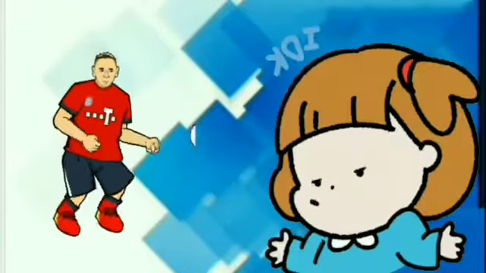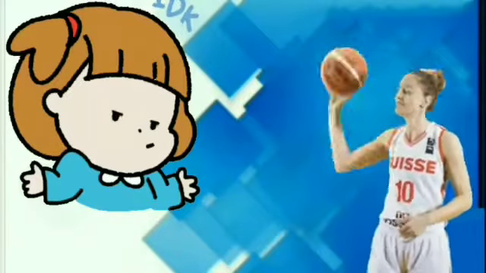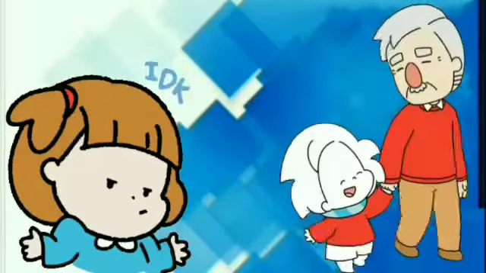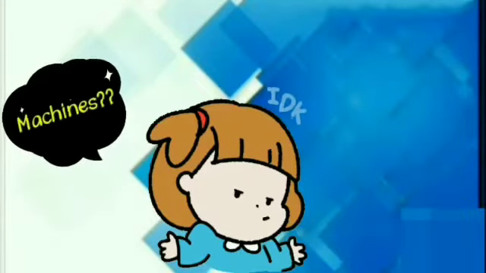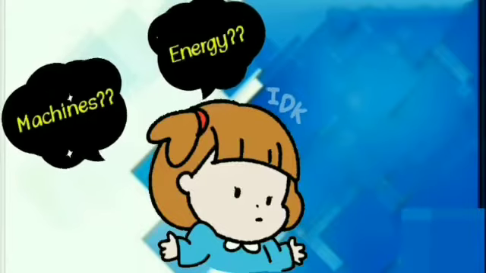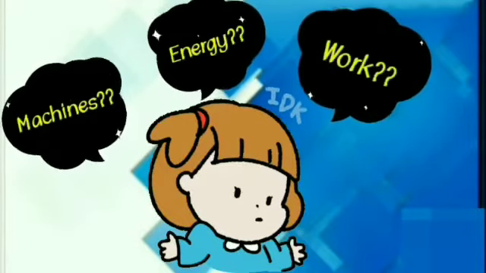What makes the ball to move or stop? Why does a ball when thrown upwards return to us? What helps us to walk? What are machines? What is energy? And what is work?